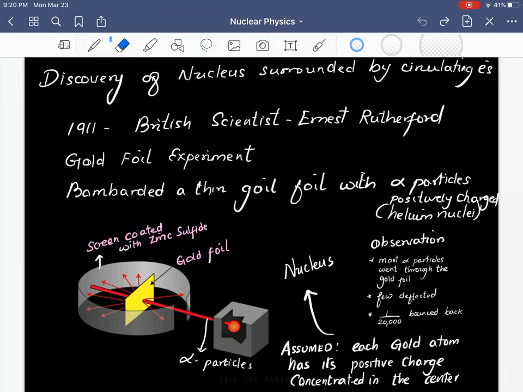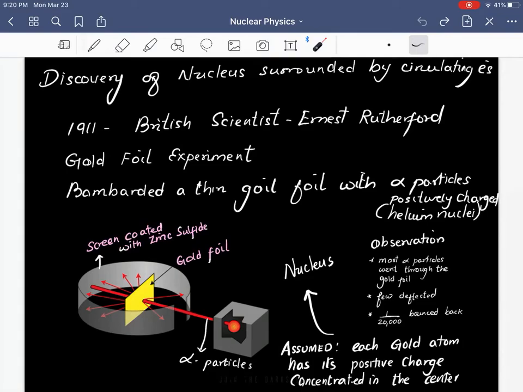And here is the setup that he used. He was actually very curious to know what would happen when high energy alpha particles bombarded a very thin sheet of gold. So his setup contained a source for alpha particles, a gold foil, which is very, very thin, and he also used a screen which is coated with zinc sulfide, which produced a flash every time the alpha particle hit the screen. And this can be tested using a low power microscope.